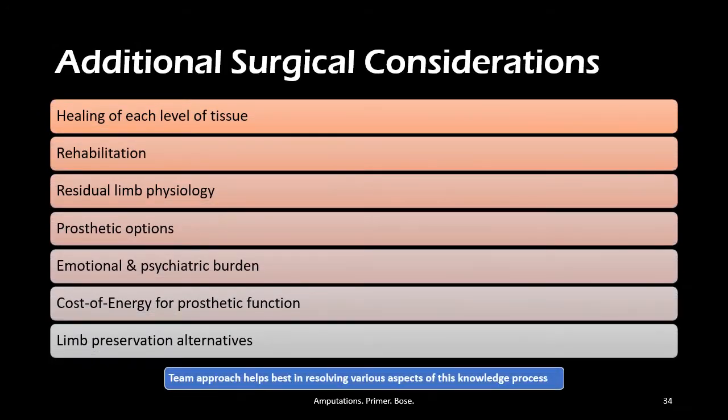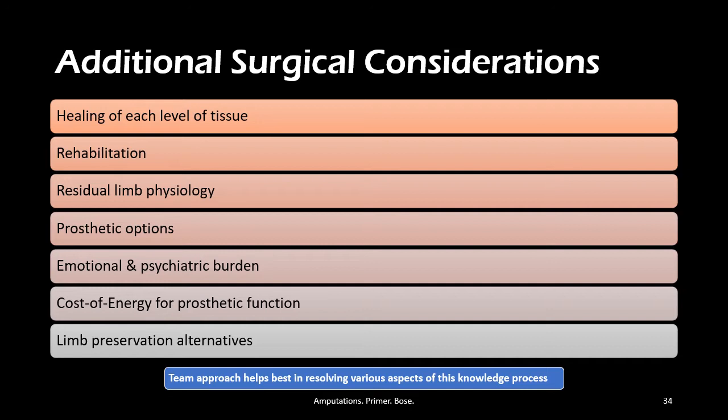Some additional surgical considerations involve each one of this. So the physician has to take into account the healing of each level of tissue, and rehabilitation. Is rehabilitation possible? What kind of rehabilitation is possible? What is the extent of rehabilitation that is possible? These are also considerations because the shape of the limb will contribute to this, the patient's physiologic state will contribute to this, and so on.